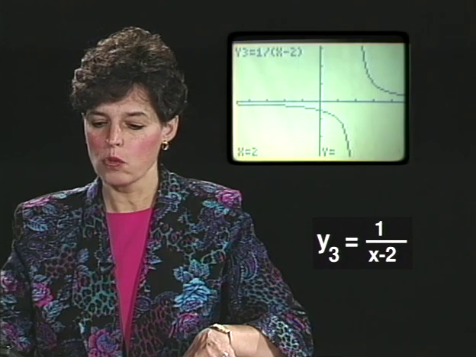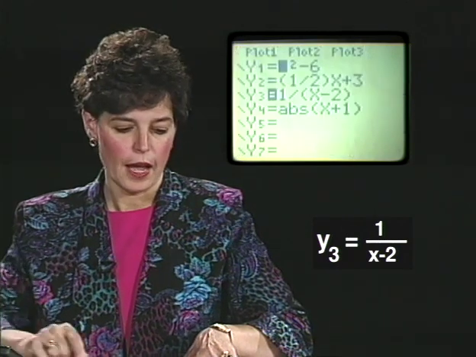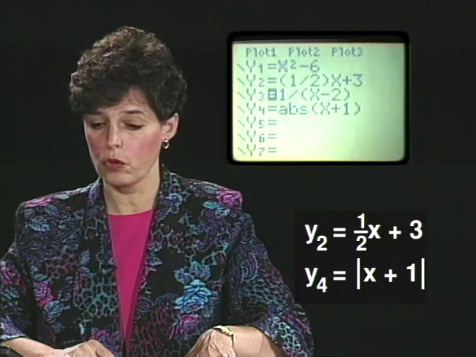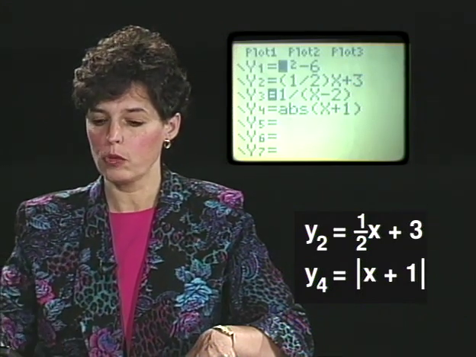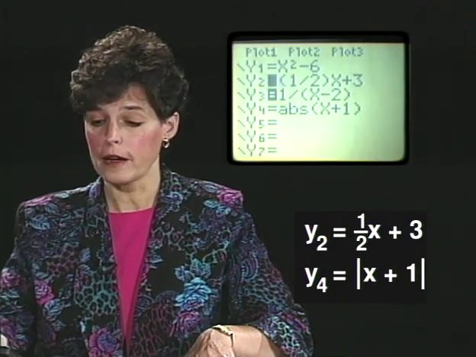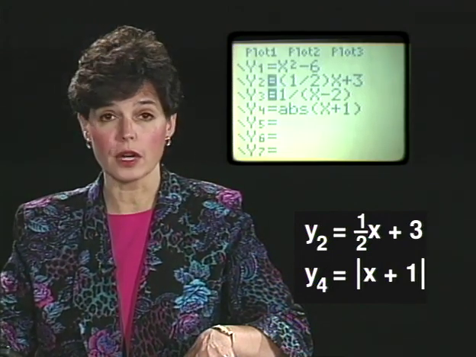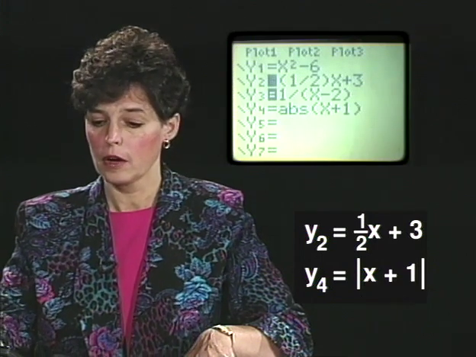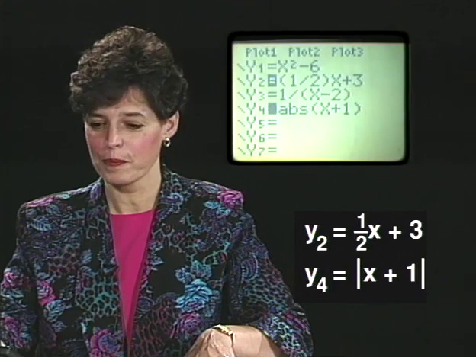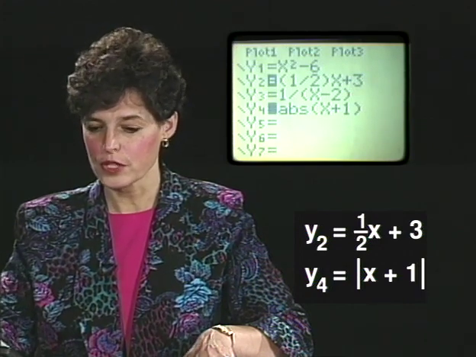Okay, let's go back to y equals. And now we're going to turn on only the second function and the fourth function. So leave number 1 off, go down to number 2, move over to the left, press enter, and that turns on your second function. Go down to number 3, press enter to turn that one off. And on the fourth function, press enter to turn it on.